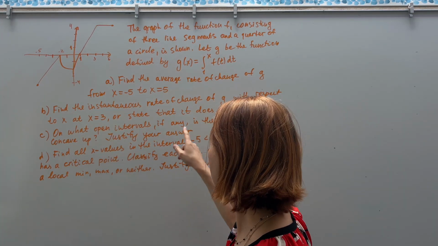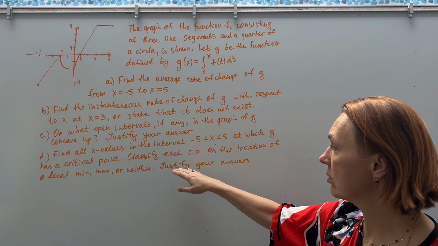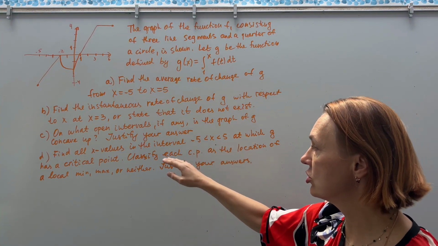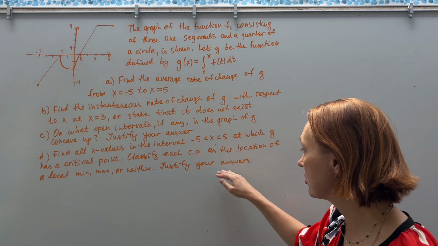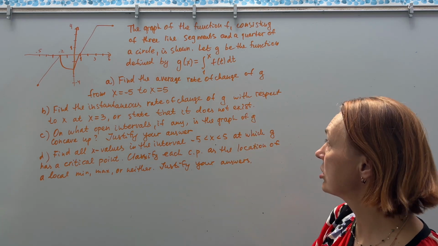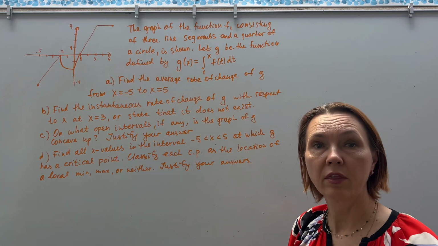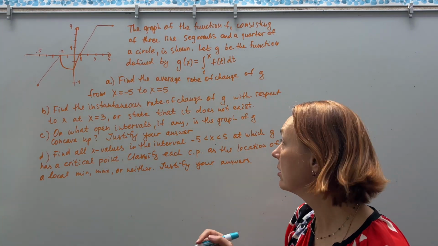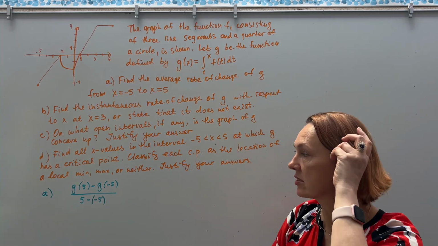We need to figure out when the graph of g is concave up, and we need to figure out all the x values where g has a critical point, explain whether those are local max, local min, or neither, and justify the answers. Always justify. Let's start with question A, the average rate of change. That is our slope formula. So we need to calculate g of 5 minus g of negative 5 over 5 minus negative 5.